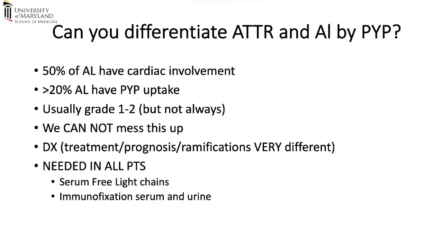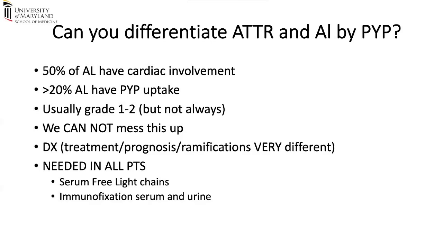Now, can you differentiate ATTR and AL by a PYP? So if we think about this, 50% of AL have cardiac involvement. Makes sense. The protein's floating around the body, it's going to get stuck in the heart. Greater than 20% of AL have a positive PYP study or have PYP uptake, and it's usually low-level uptake. It's a grade 1 or grade 2, but not always.